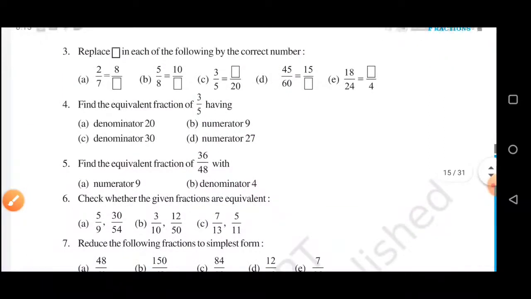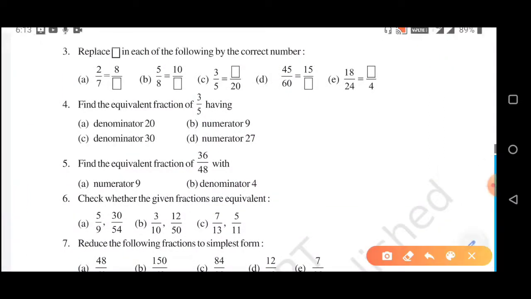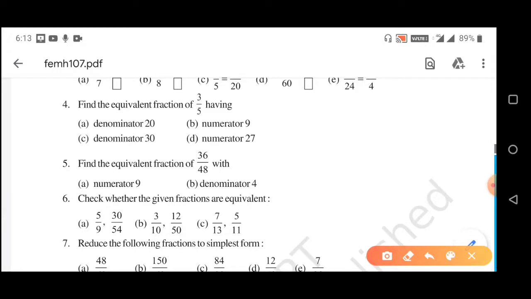Now question number 4: find the equivalent fraction of 3 by 5 having denominator 20. Denominator means what? The lower part. So if we want to get 20 here, we have to multiply 5 by 4. If we multiply 5 by 4, we have to multiply 3 by 4. So the answer will be 12 by 20.